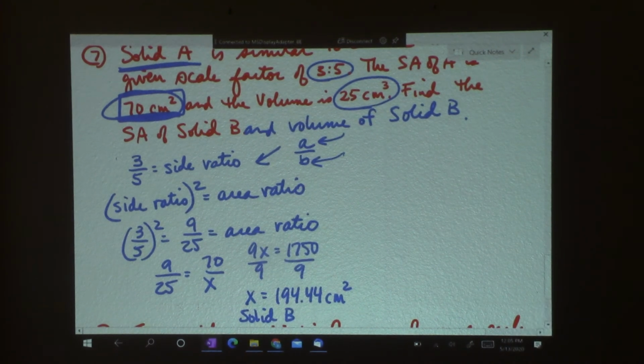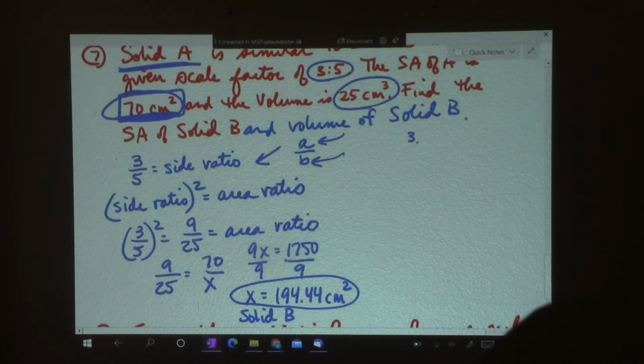Where it gets tricky is that sometimes they'll give you the area ratio and you have to work with the side ratio or the volume ratio. You're going to have to take that square root to get to the side ratio. I hope that makes some sense. You have to be careful with that. All right, so let's do the second part.